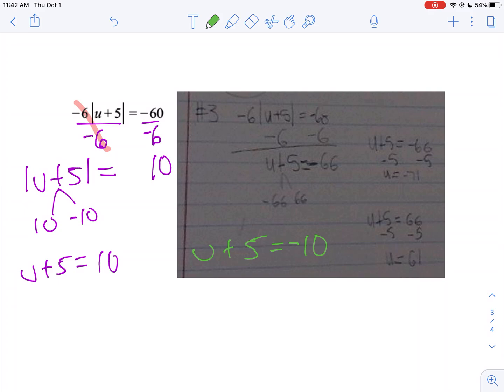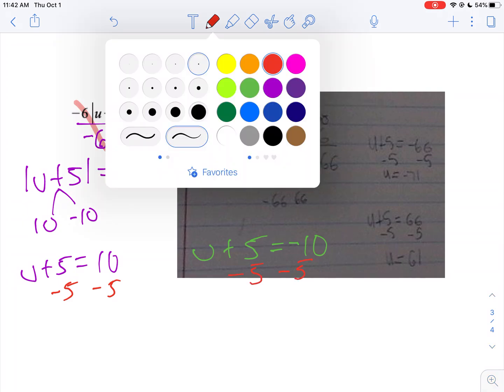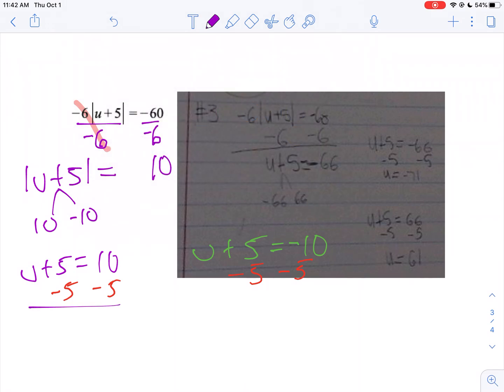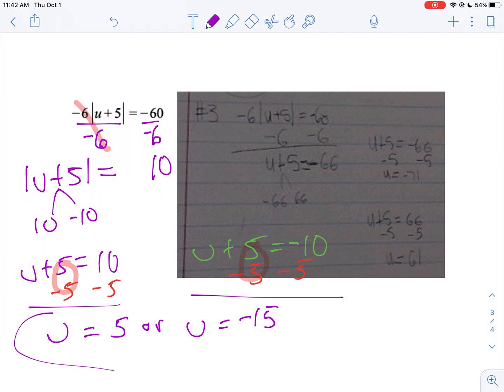Well, to get u by itself, we're going to subtract 5 from both sides in both problems. Now we draw our line, bring down the u. 5 minus 5 is 0. 5 minus 5 is 0. In the first equation, 10 minus 5 is 5. In the second equation, -10 minus 5 is -15. So you should have got u equals 5 or u equals -15.